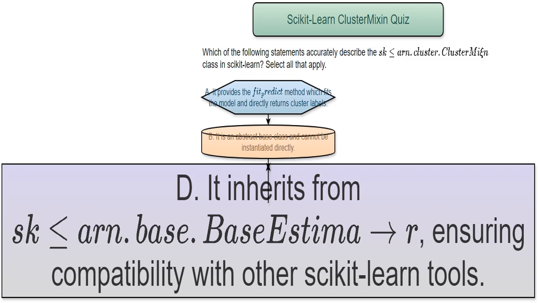This is true. BaseEstimator is a base class in scikit-learn that provides a standard structure for machine learning models. ClusterMixin inheriting from it ensures seamless integration with other scikit-learn components, like pipelines and model evaluation tools. It's designed for interoperability and consistency within the scikit-learn ecosystem.